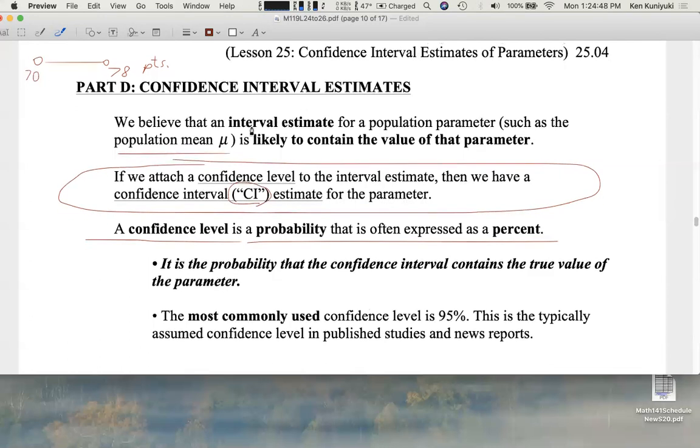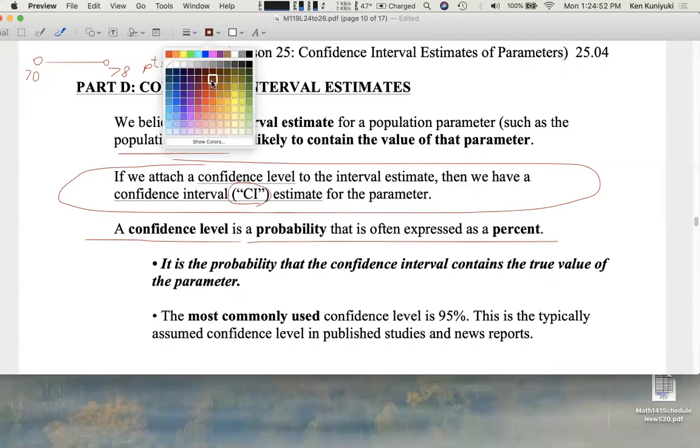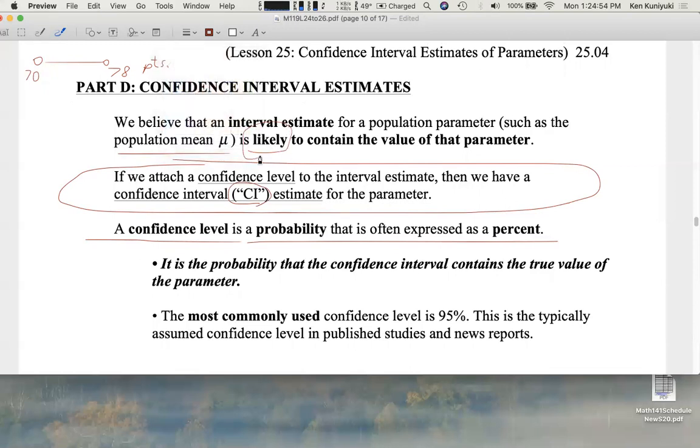Okay, and of course the idea is that the interval estimate should be likely to contain the value of the parameter. In fact, the most common confidence level is 95%. It should be a high probability, like 95%. There's no point in having a 10% confidence interval. Okay, so the confidence level is the probability that the confidence interval contains the true value of the parameter.